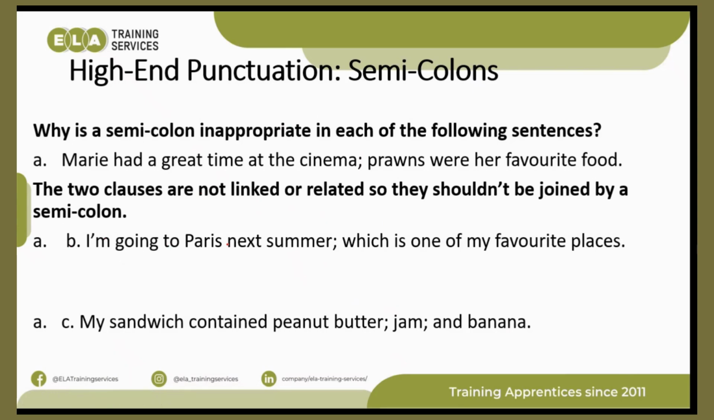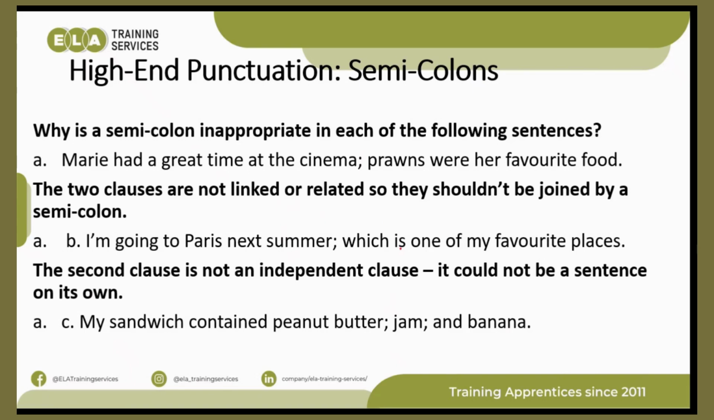Then: I'm going to Paris next summer, which is one of my favourite places. There is a word in this sentence that stops you needing a semicolon, and it's this, which is "which". The second clause is not independent, it could not be a sentence on its own. This is what would be known as a subordinate clause. Now, this is what we call a conjunction. So we don't need a semicolon with a conjunction, so no punctuation is needed.